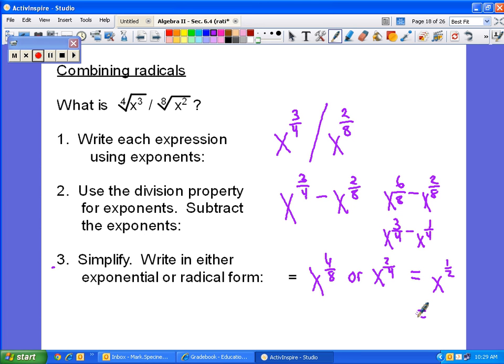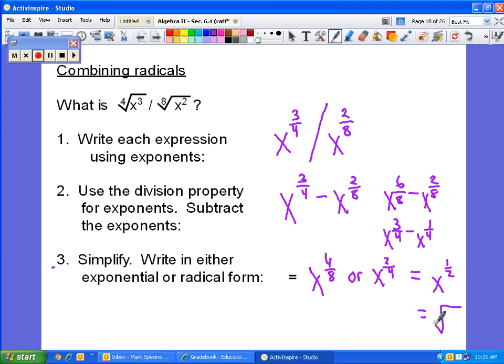I wrote that the denominator of the fraction is the index. Okay, that's the first thing I wrote. So let's use that information and convert this. What's the index? The index is which number, the numerator or the denominator?